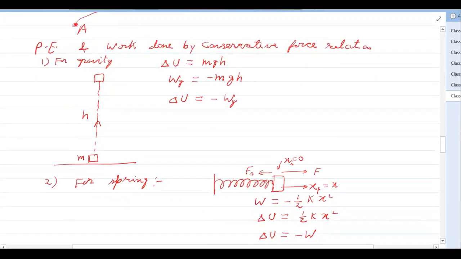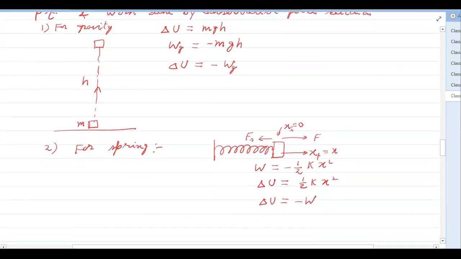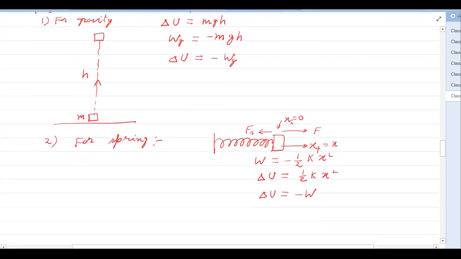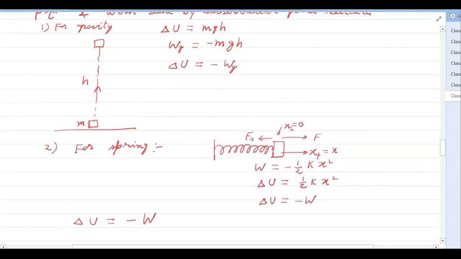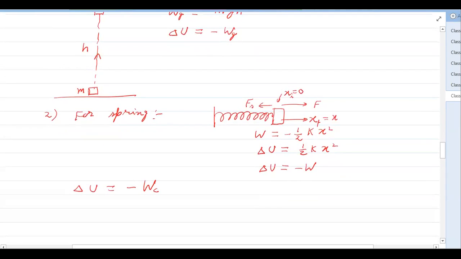So in this way we can write. So now we can elaborate this further. So we can take this to the next step. So delta U we can write as minus work done by a force. Work done by conservative force. So I will write it C. So C means work done by conservative force. So this is work by conservative force.